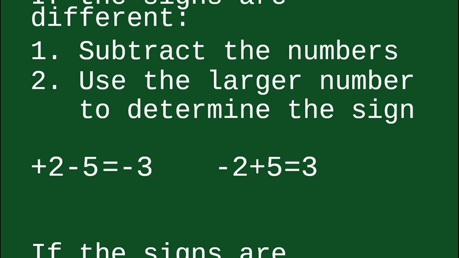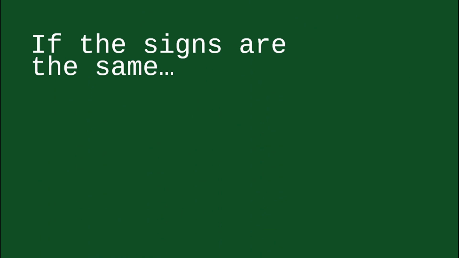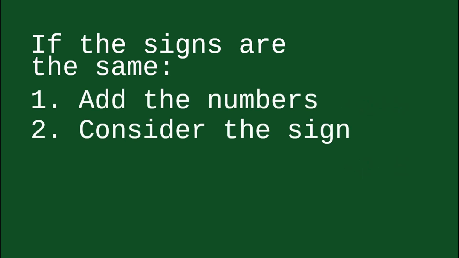Now, what if the signs are the same, say positive 2 plus 5 or negative 2 minus 5? Well, simply add the numbers together, again ignoring the signs. Then consider the signs of the original numbers to determine the sign of your answer.